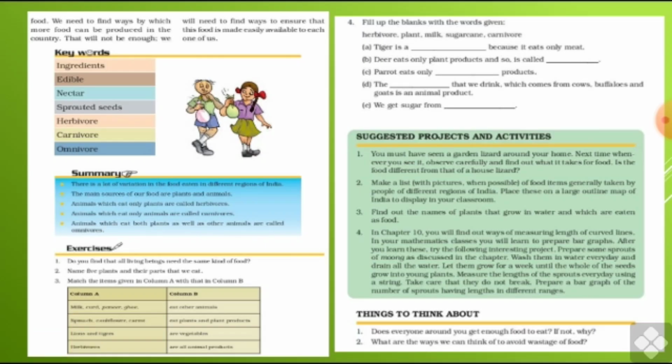Yeah, students, so that was the video. Now I have some keywords for you. I'll read it out. Ingredients, edible, nectar, sprouted seeds, herbivore, carnivore, omnivore.